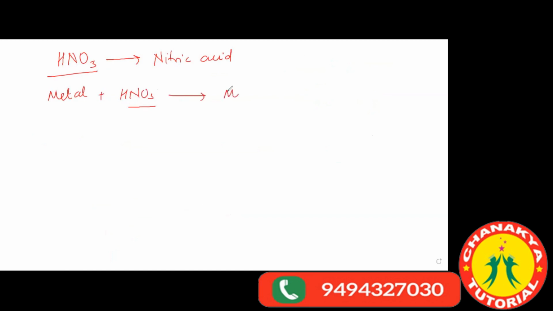Now what happens when I react a metal with HNO3? This is a nitrate group, right? So I will get here metal nitrate plus H2O. Now the change is what? In earlier equations with HCl and H2SO4, we have written that H2 gas is released. But here you have written H2O. Why?